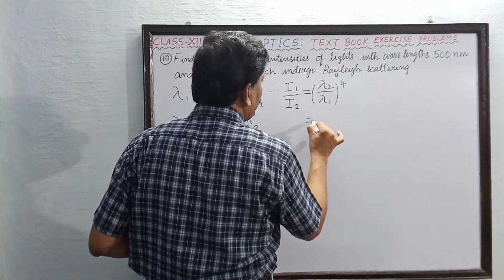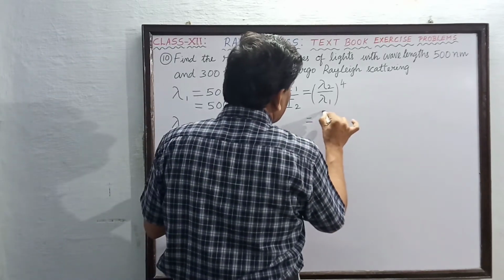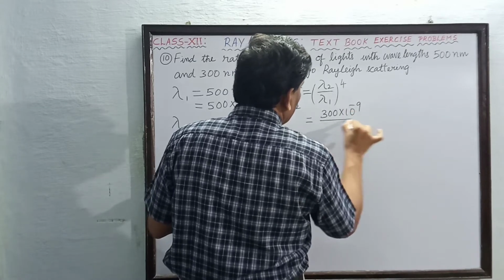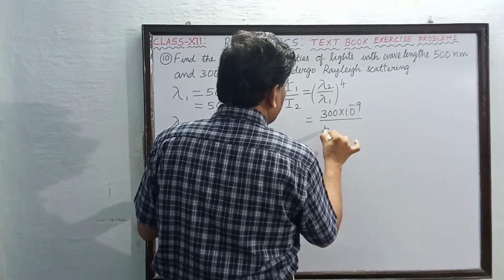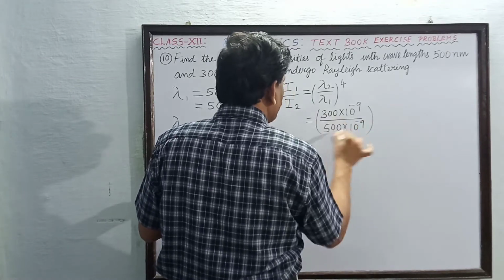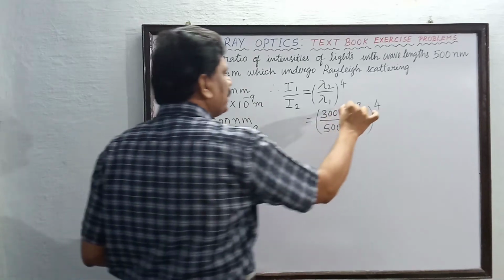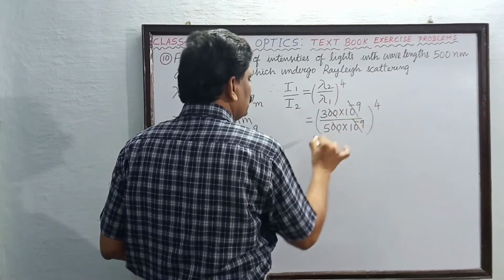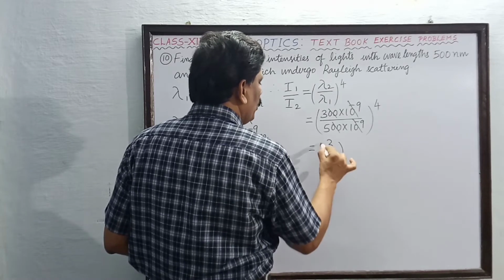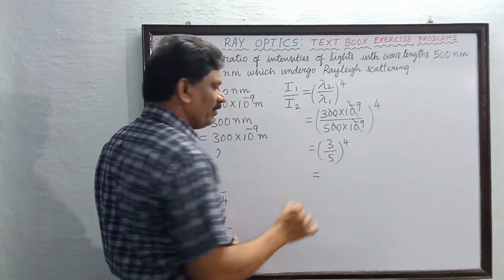So, this is now equal to, lambda 2 is what? 300. So, this is 300 into 10 to the power of minus 9 divided by 500 into 10 power minus 9, whole to the power of 4. Now some of the terms get cancelled. So this is also equal to 3 by 5 whole power 4. So this is 3 power 4 divided by 5 power 4.